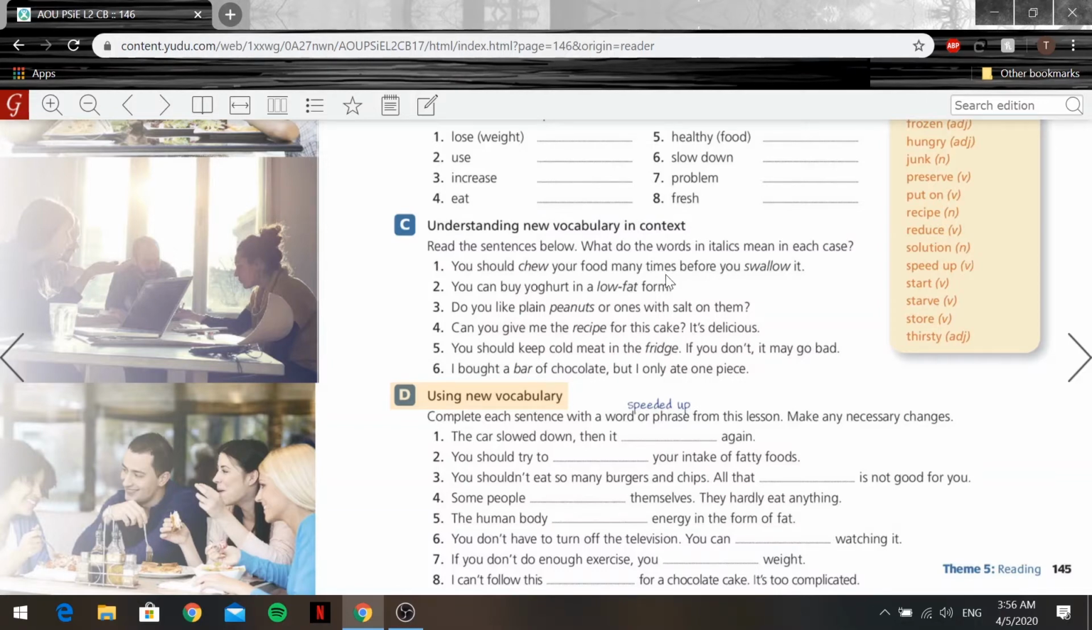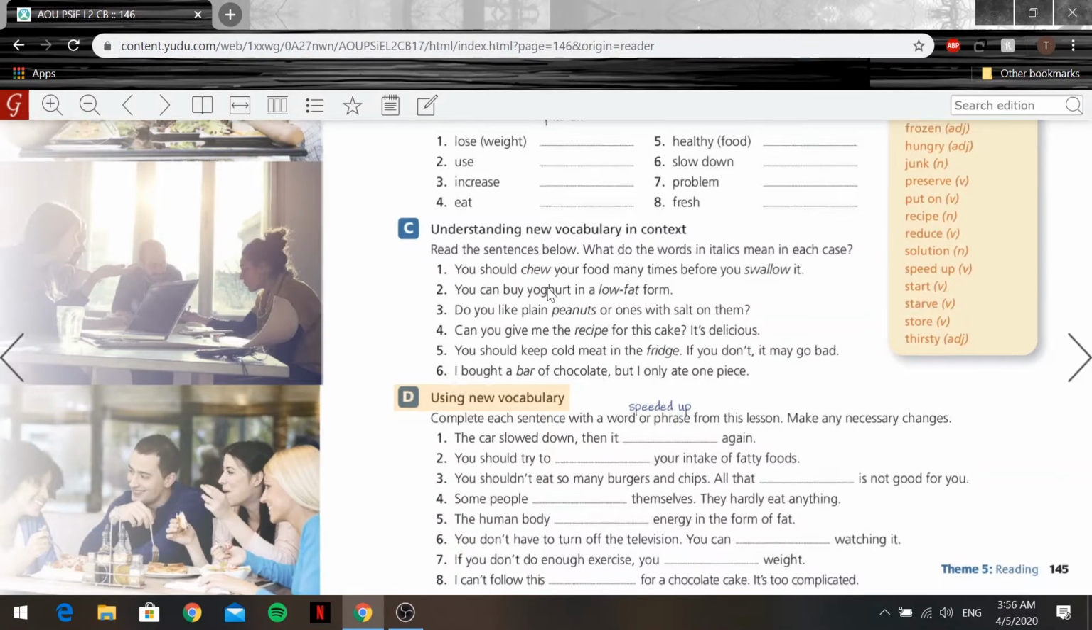And what else do we have? We have swallow, so many times before you swallow it. So we'll say swallow simply means to send food to your stomach. 2, you can buy yogurt in a low-fat form. What is the word? The word is low fat. We'll say this means a form of a product with reduced fat content.